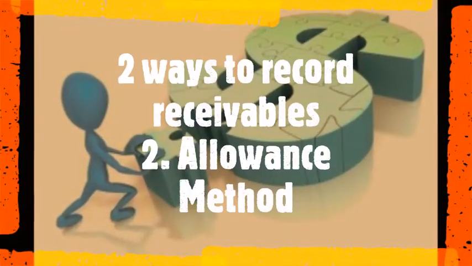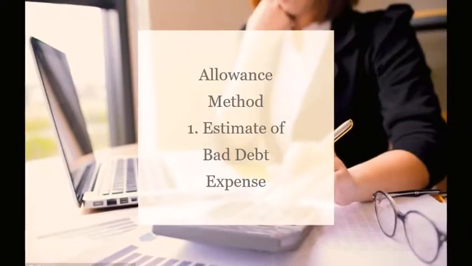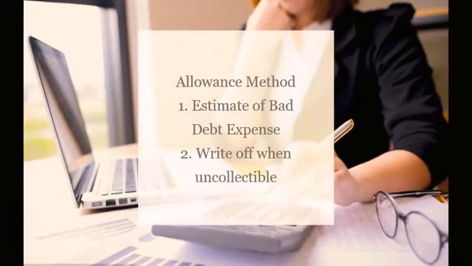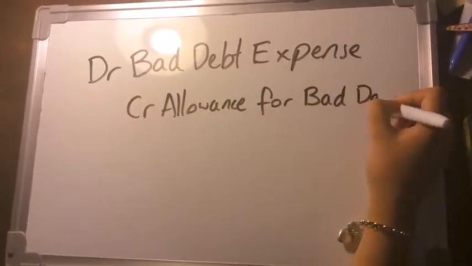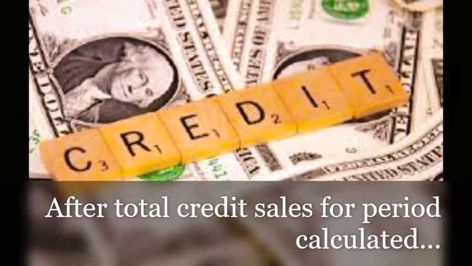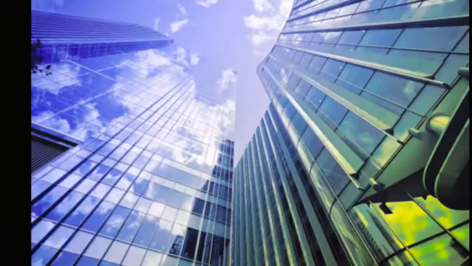The other method is the allowance method. This method needs two journal entries, one to estimate how many of the credit sales in the period are bad, and another to write it off afterwards. The first thing you need to do at the end of the period is make an allowance for bad debts account. This means that once you've sold all your credit sales for the period, you can estimate how many you won't get back, and that's your allowance for bad debt expense.